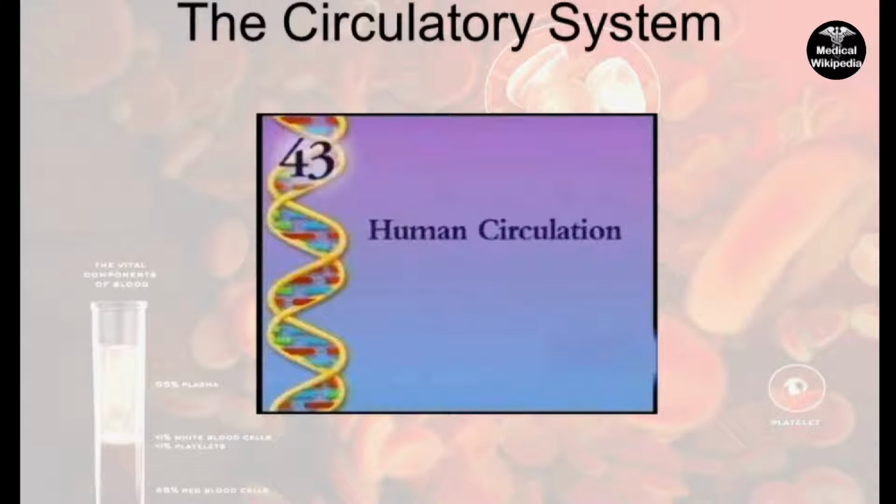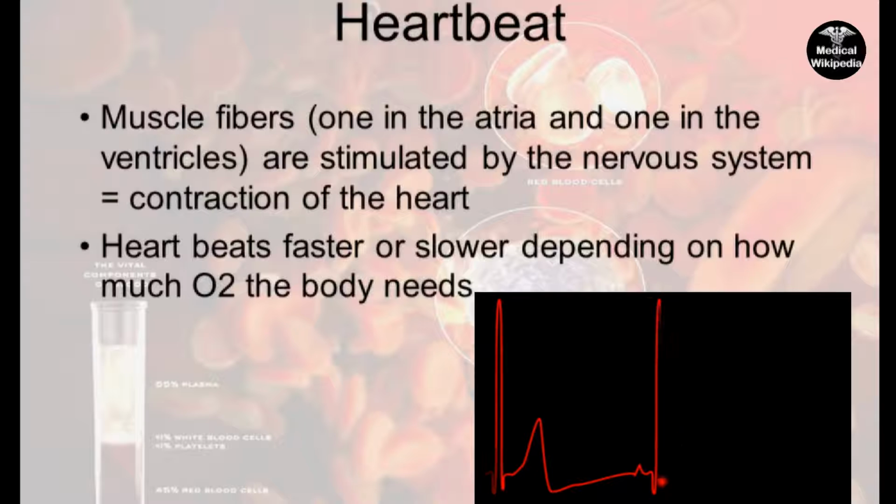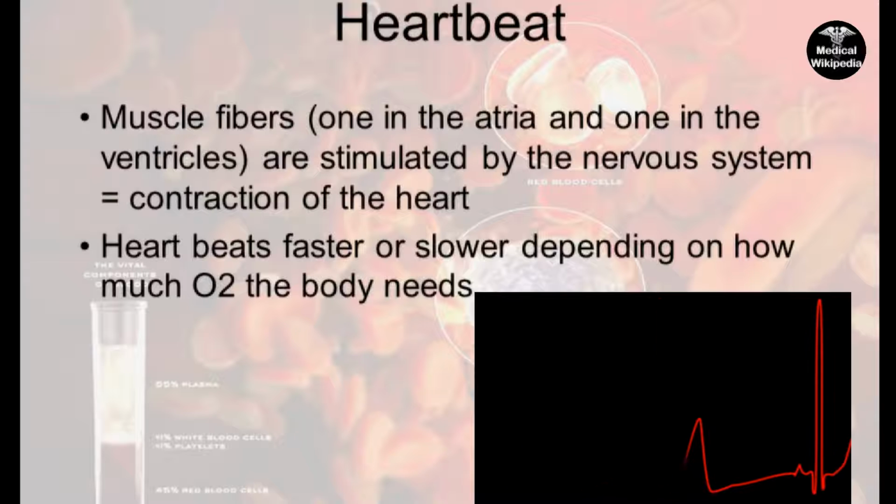The circulatory system. Heartbeat. Muscle fibers, one in the atria and one in the ventricles, are stimulated by the nervous system, which causes contraction of the heart. The heart beats faster or slower depending on how much O2 the body needs.